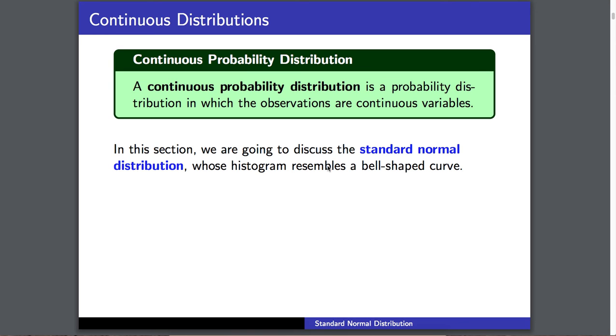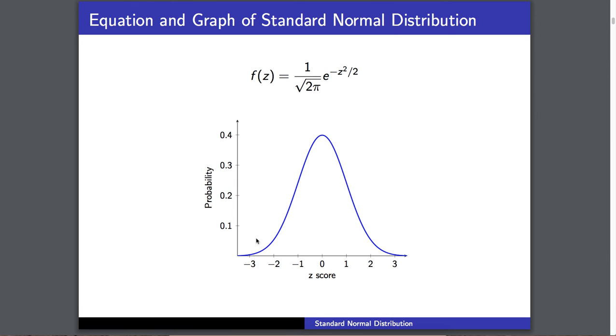So, in this section, we're going to discuss the standard normal distribution whose histogram resembles a bell-shaped curve. So, here's our bell-shaped curve. We talked about this in previous videos. We've seen when we talked about skewness. And here's our bell-shaped curve. The x-axis is the z-score, which we learned how to calculate with measures of position, and then the y-axis represents the probability for each of those z-scores.